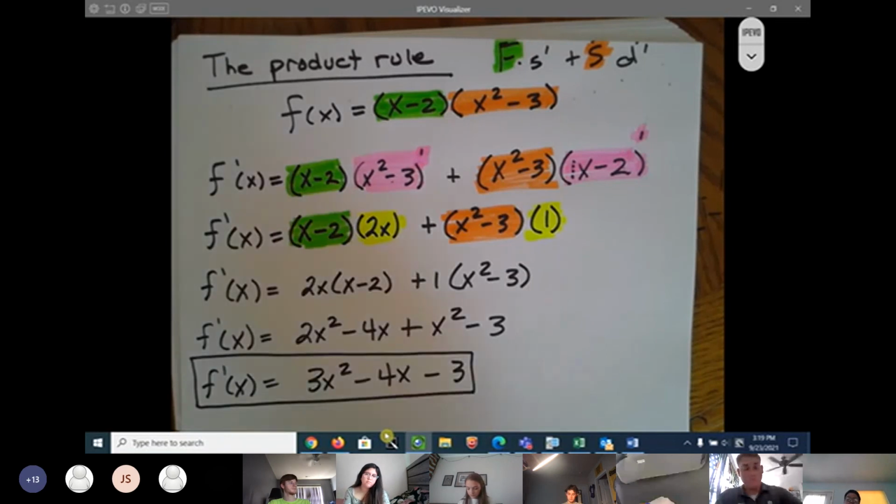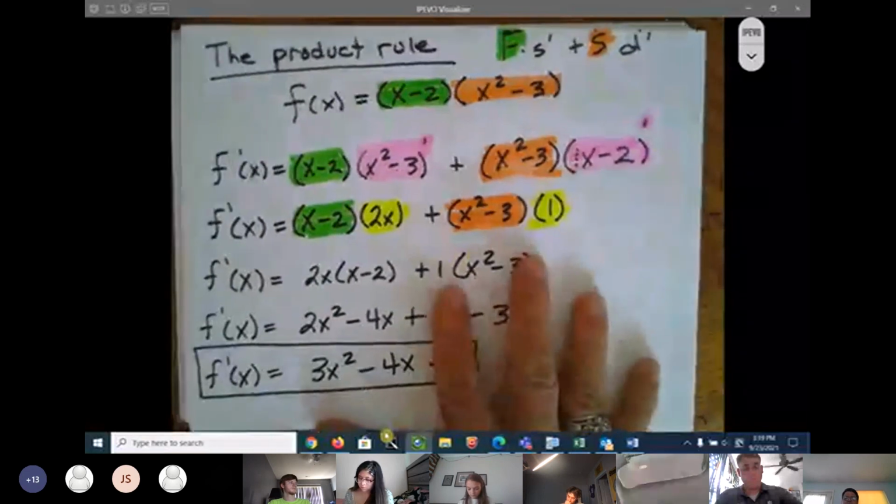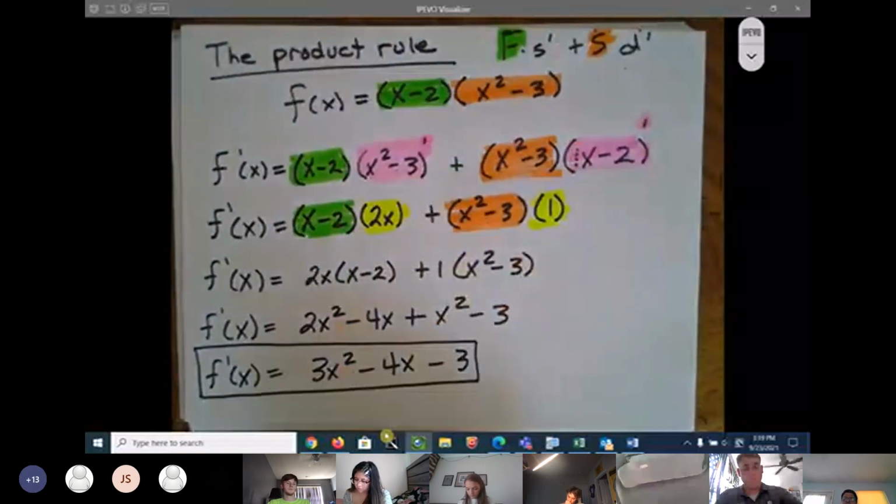Now that's how you learn how to do the product rule if you've never done it before, or if you hadn't done it in a long time, or if you suck at it. Those are the three people I'm teaching to. I'm not teaching to the people that wrote the book on calculus.